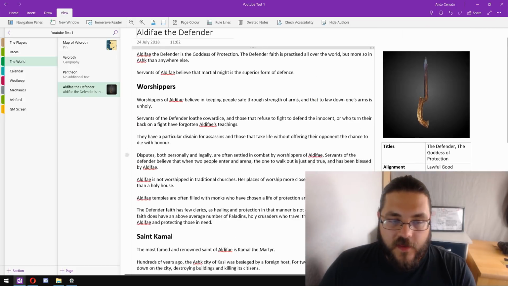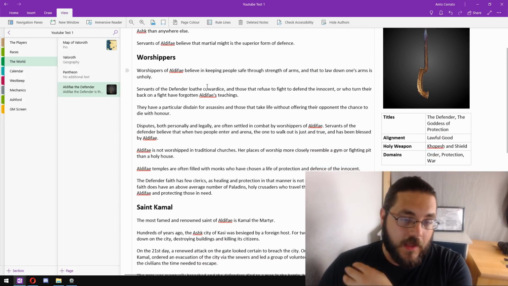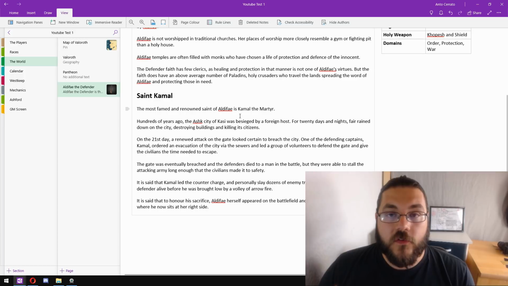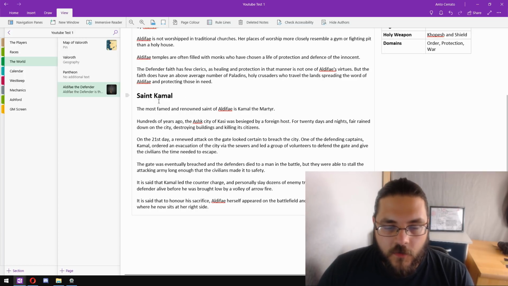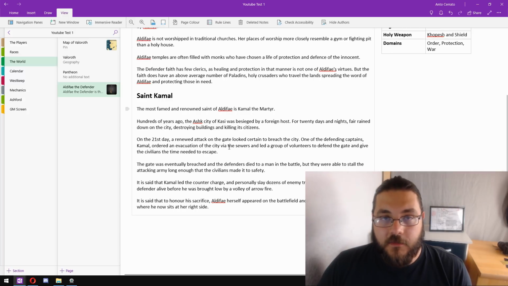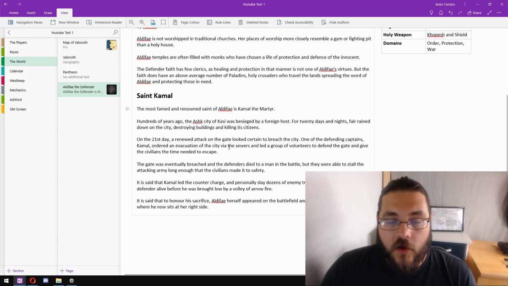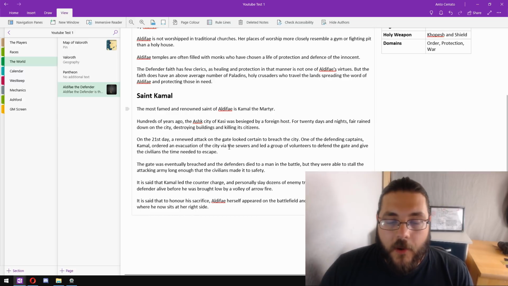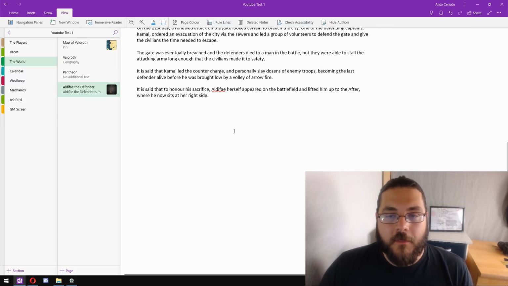And then in the body of this text, I've expanded on their beliefs, on what people who worship Aldeafe believe and how they conduct their life. I've also expanded on the entry for Saint Kamal the Martyr, and I've written a small description of how he was defending a besieged city from a foreign host, and in an effort to let the people escape via the sewers, he led a team of volunteers to the gate and held the gate against the oncoming host long enough for the civilians to escape. It cost him his life, and then upon his death, it's said that Aldeafe herself appeared on the battlefield and lifted him up to the Afterlife, which is my version of heaven. And there he sits at her right side as her chief saint.